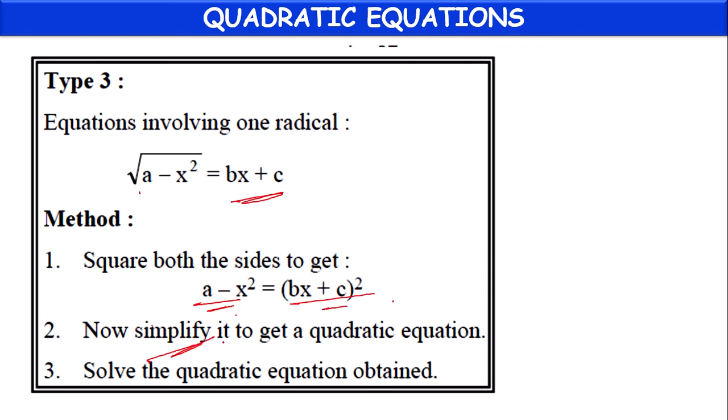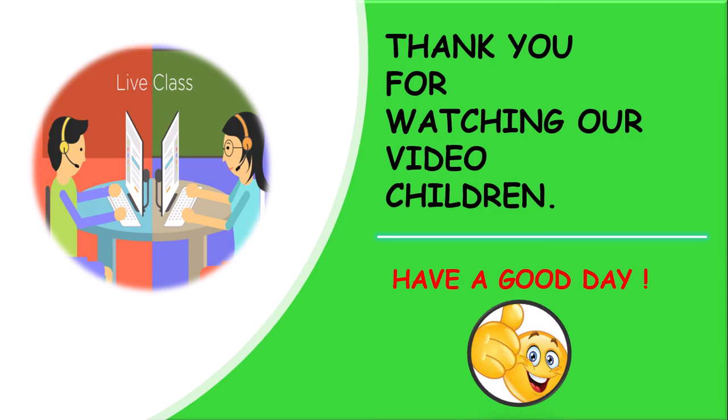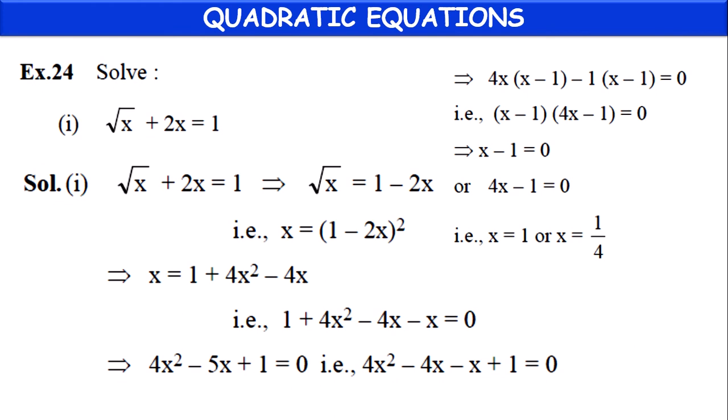Now we have to simplify using algebraic identities, using the formulas. We have to simplify it, then we have to solve it. This is the method. We have one example question here, children. Solve root x plus 2x equal to 1.